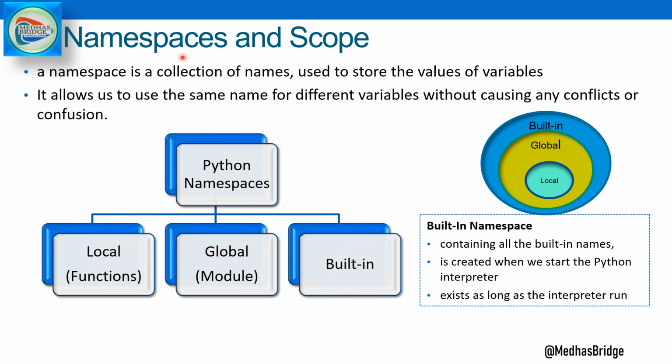Now coming to namespace and scope. A namespace is a collection of names used to store the values of variables. It allows us to use the same name for different variables without causing any conflicts or confusion. Python namespaces are local, global, and built-in. Local is limited to functions, global is limited to the module, and built-in exists as long as the interpreter runs. The built-in namespace contains all the built-in names and is created when we start the Python interpreter.